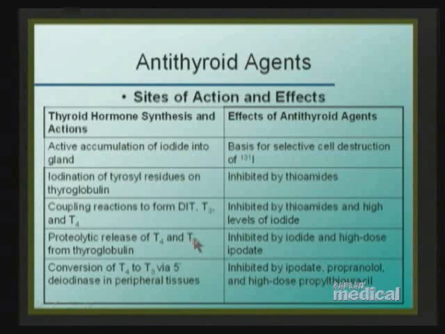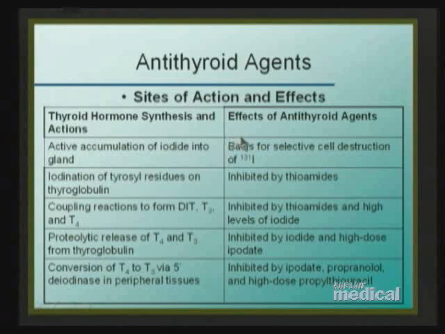Now, T3 is the active thyroid hormone, so all the T4 that has been released must be converted to T3 through deiodination. This is done by a peripheral enzyme simply referred to as 5' deiodinase. Well, let's see where drugs work.